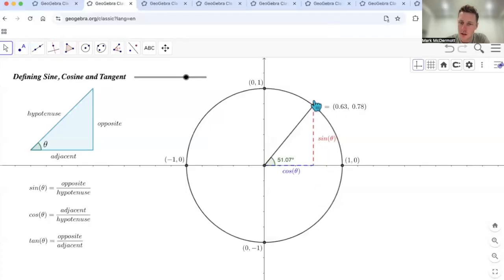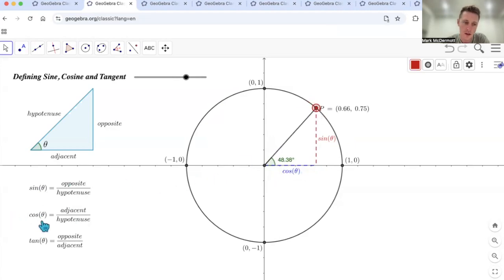Yeah, so this length here we're going to call sine of theta, and I can assure you sine of 51.07 degrees would be 0.78. Again, because we applied our SOHCAHTOA, the opposite side length over the hypotenuse. So that red line must have a length equal to 0.78 in this case, but if we change it, 0.85 and so on.